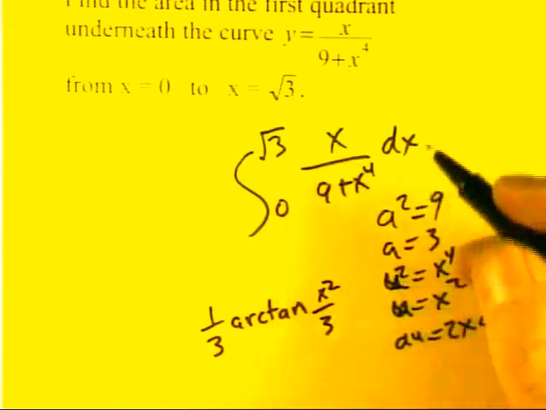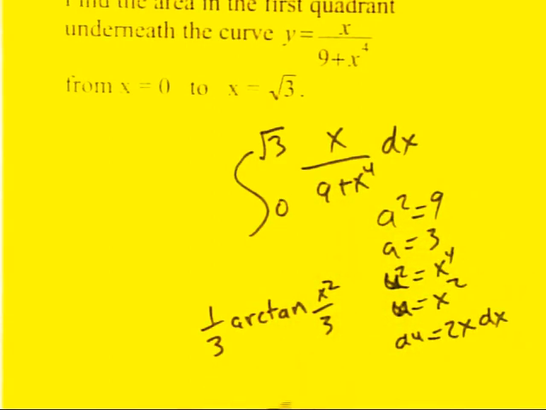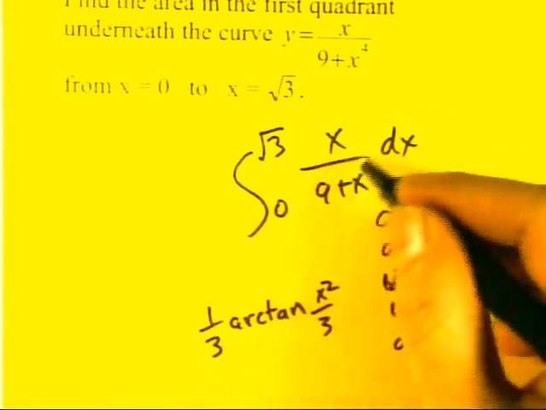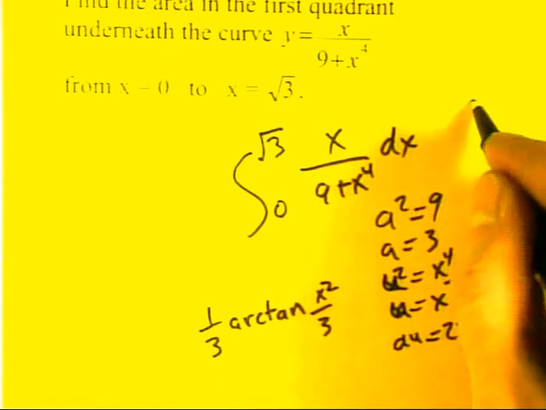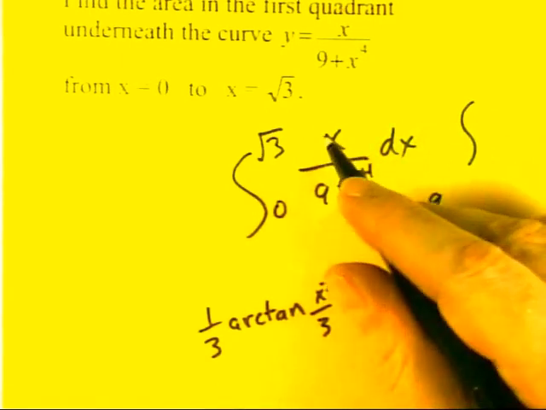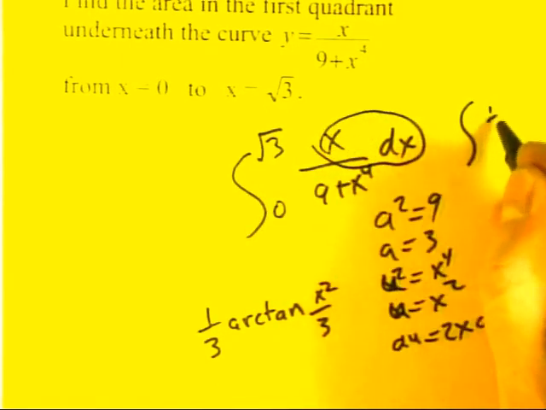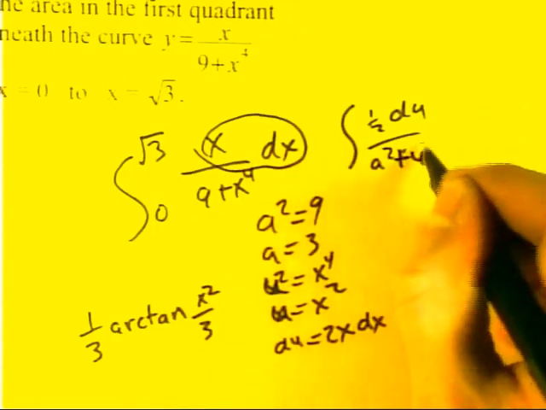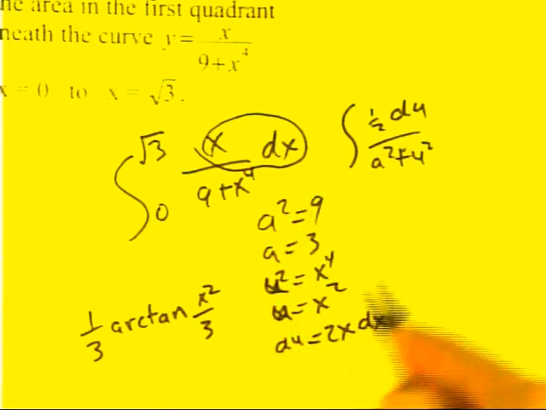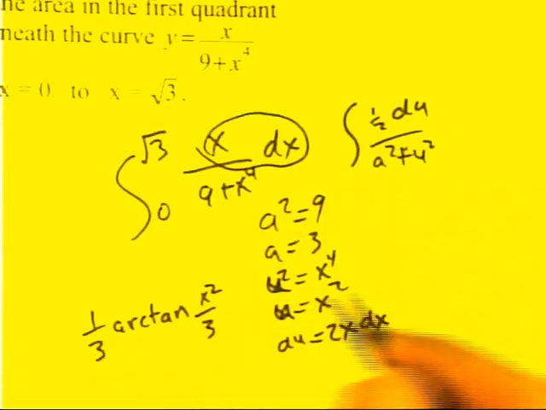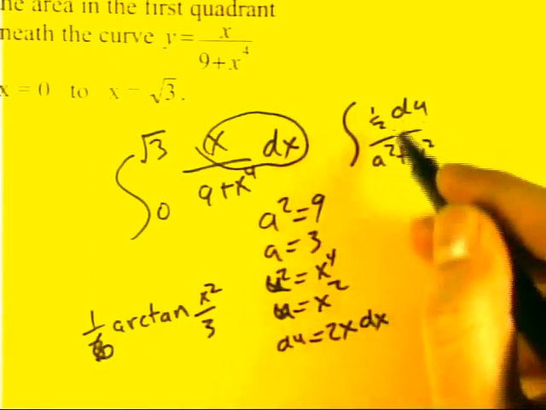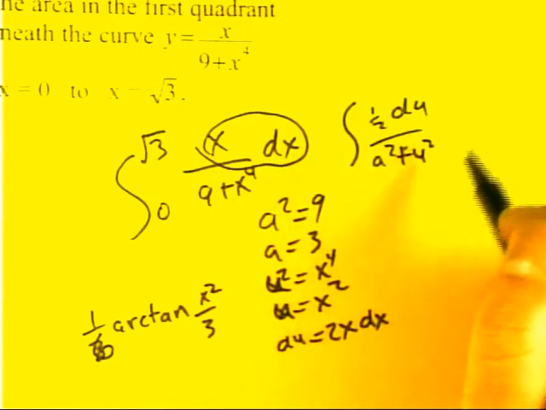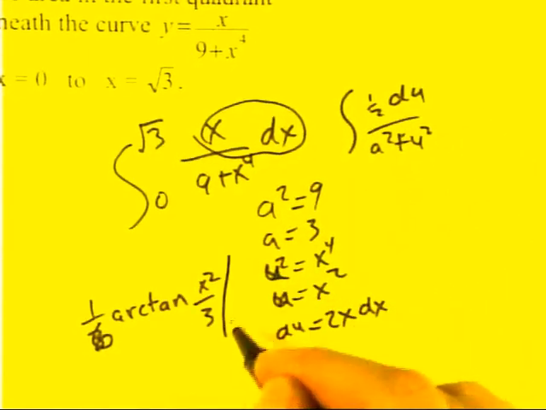Yeah. And I think the 1/6 is outside because, once again, you're doing things so quickly. You have to realize this is 1/2 du over a squared plus u squared, which is equal to 1/2 times 1 over a times arctan of u over a. So that's why you're right about the 1/6, but don't be afraid to take your time. Don't be afraid to do that.